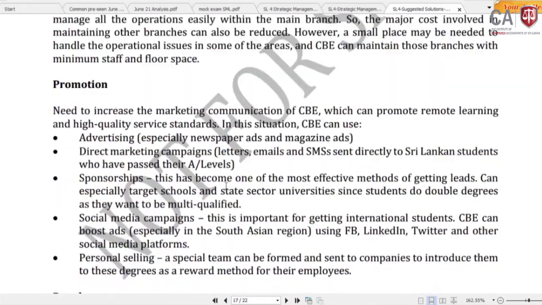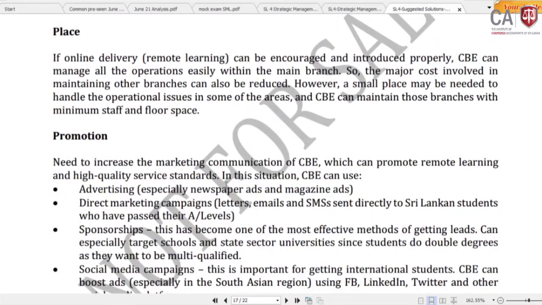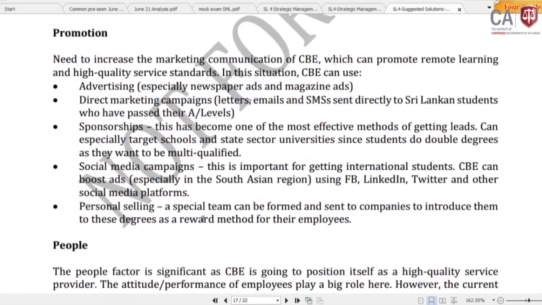If online delivery can be encouraged and introduced properly, CB can manage all the operations easily within the main branch. So, the major cost involved in maintaining other branches can also be reduced. However, a small place may be needed to handle operation issues in some of the areas, so CB can keep those branches with minimum staff and floor space. Yes, with online education, there is no requirement to continue with some of the branches.